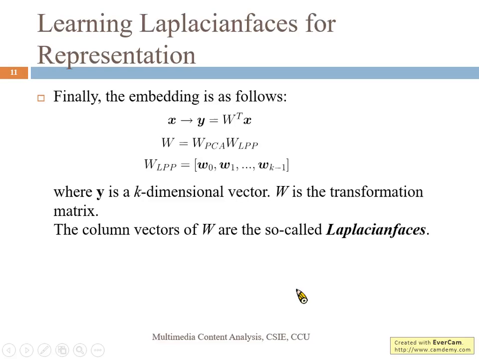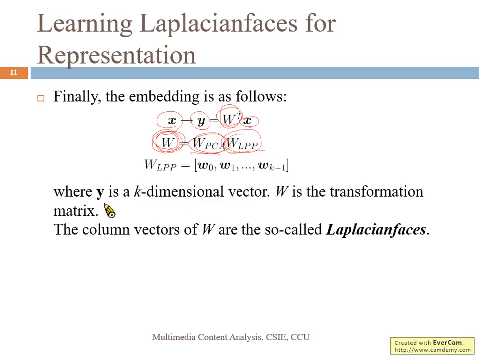So finally, overall, given a face image X, we map this X into Y by this matrix. And how can we find this matrix W? Actually, this matrix consists of two parts. The first part is a PCA matrix. The second part is an LPP matrix.